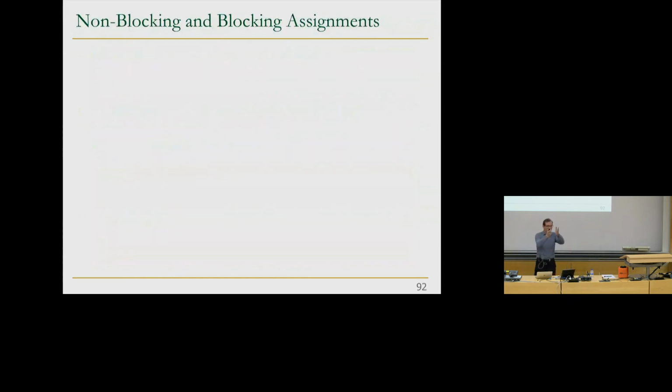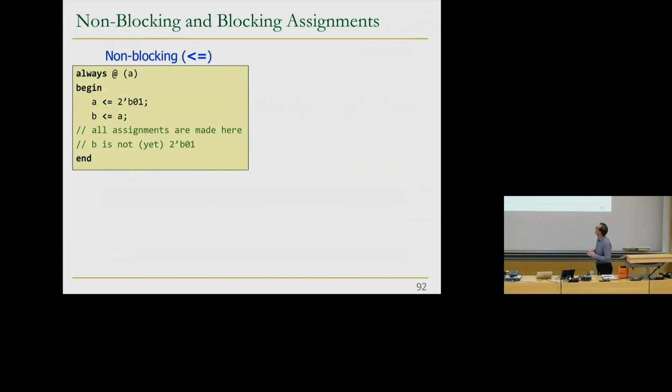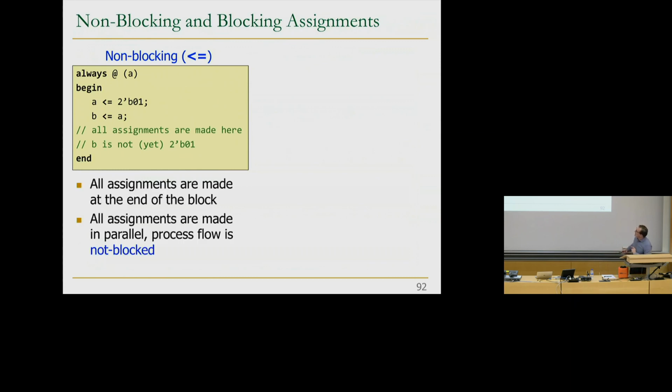So, okay, non-blocking and blocking assignment. So you're at the right point. Non-blocking means that all assignments are made at the end of the block, or when you see a blocking assignment. So basically, these are concurrent, meaning that this one uses the old value of A, not the new value that is assigned. While this is being assigned, this is being assigned also. That's the key in non-blocking. All assignments are made at the end of the block, all assignments made in parallel, process flow is not locked.